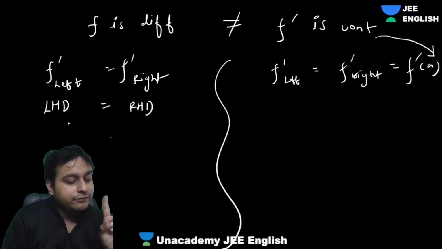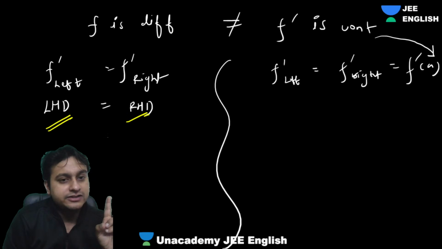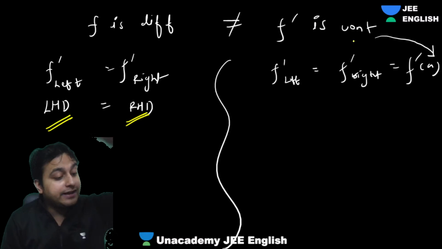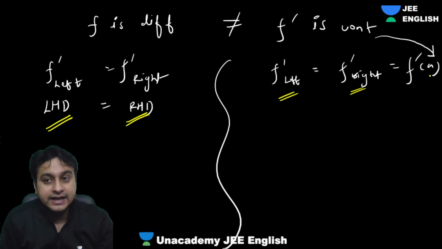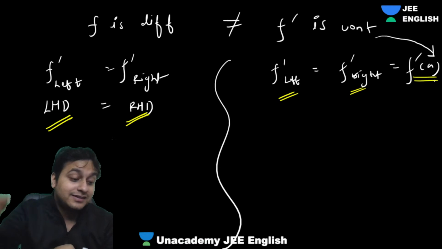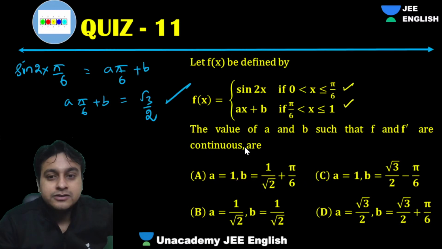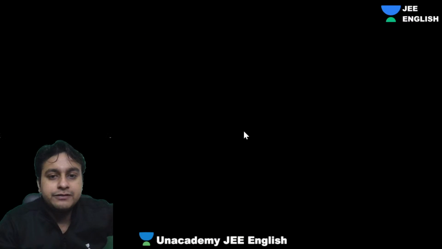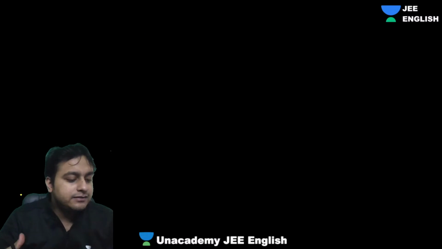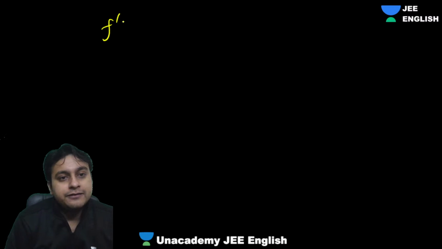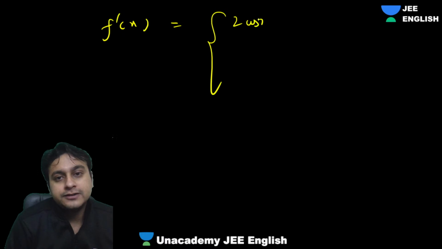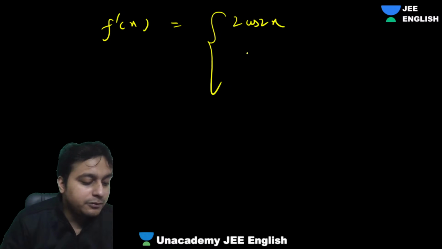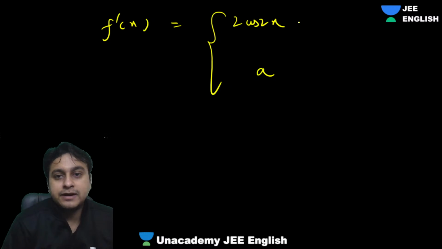For differentiability, only one condition, LHD equal to RHD. But here, f dash's continuity is being discussed, right? So we'll calculate f dash left, f dash right, and that should be equal to f dash of A as well. Everyone understood? So we just have to do differentiation, right? So differentiation will be what? F dash of x will be what? Tell me. It will be 2 cos 2x, and differentiation of that part will be A.